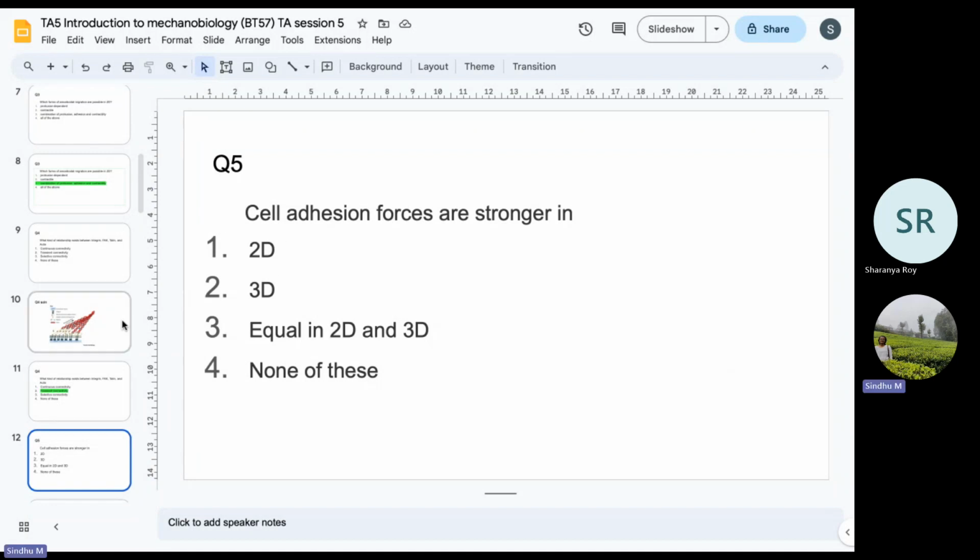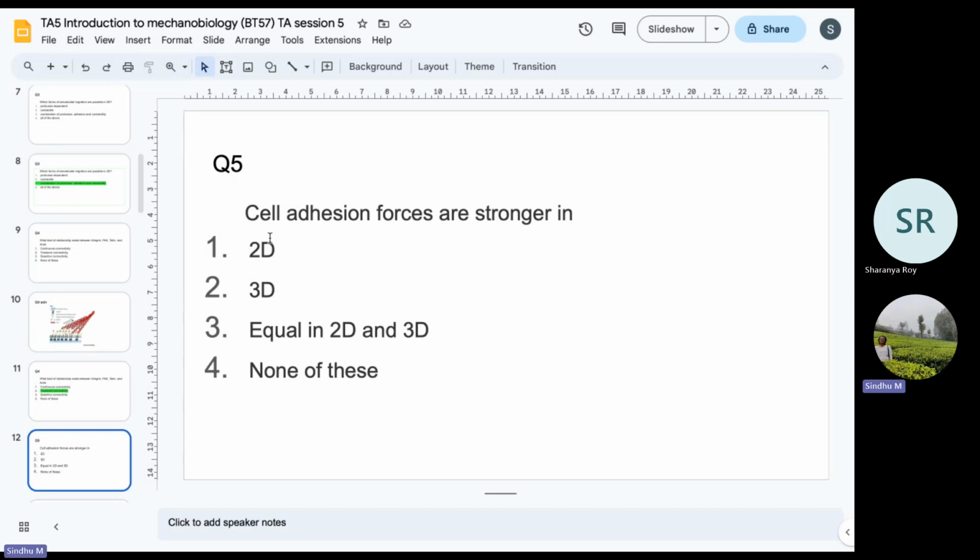Fifth question, they are asking about cell adhesion forces in 2D and 3D. The main difference is that in 2D, the cell has just one plane to attach to, because the extracellular matrix will be present only at the bottom. At the top, nothing will be present. But in 3D, the ECM is present on all sides of the cell, so it can make attachments in all 360 degrees, in all directions.